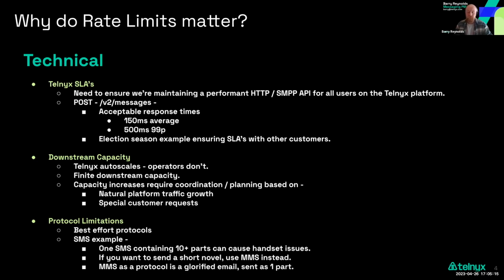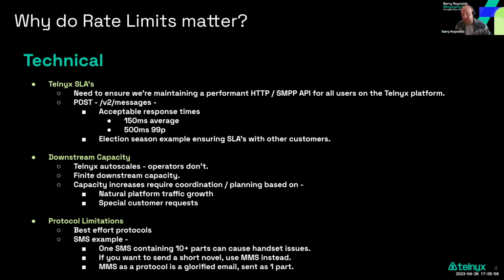Taking an SMS limitation as an example, things can get pretty weird on the handset level if I send a message with 10 plus parts to a recipient. Issues can surprisingly range from partial delivery to non-delivery. I've even seen some handset OS issues such as freezing messaging applications, and complete lockups of the OS for short periods of time, which seems pretty crazy in this day and age, but it does happen. And that's why guardrails like that are in place. So TLDR, if you're sending a short novel, use MMS instead.